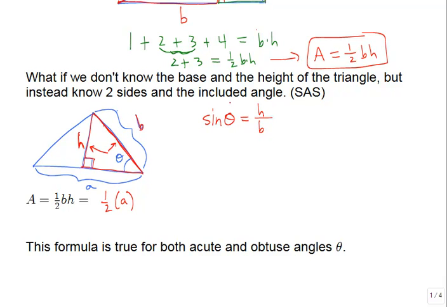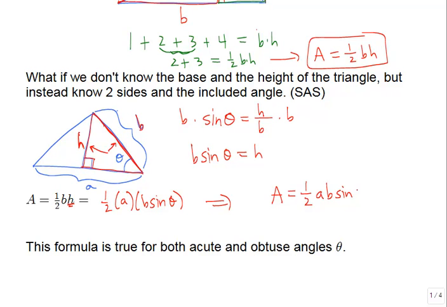Now let's solve this for H so that we know what to substitute in for this H in our formula. In order to solve this for H, I'm just going to multiply both sides by B, and this gives me B sine theta must equal my H. So now I can substitute in for this H the expression B sine theta. Now when I multiply all of this together, I can't really simplify anything, but what it gives me is a new formula for the area of a triangle, in terms of the A, the B, and this angle theta.